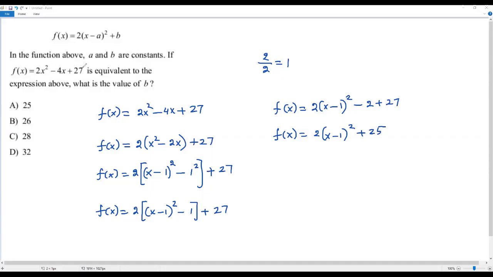Okay, now I got this quadratic function in vertex form, that is exactly in this form. Now let me write this quadratic function over here. Then I'm getting f(x) = 2(x - a)^2 + b. According to the question, these two quadratic functions are equivalent to each other. So now let's compare this one and this one. At the place of b, what do we have? We have 25. Therefore, the value of b is 25. We find 25 in answer choice A. The correct answer choice for this question is A.